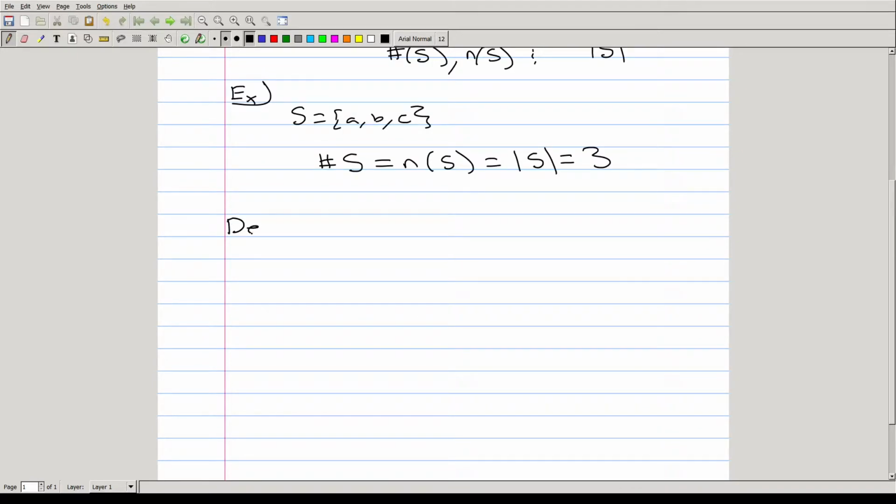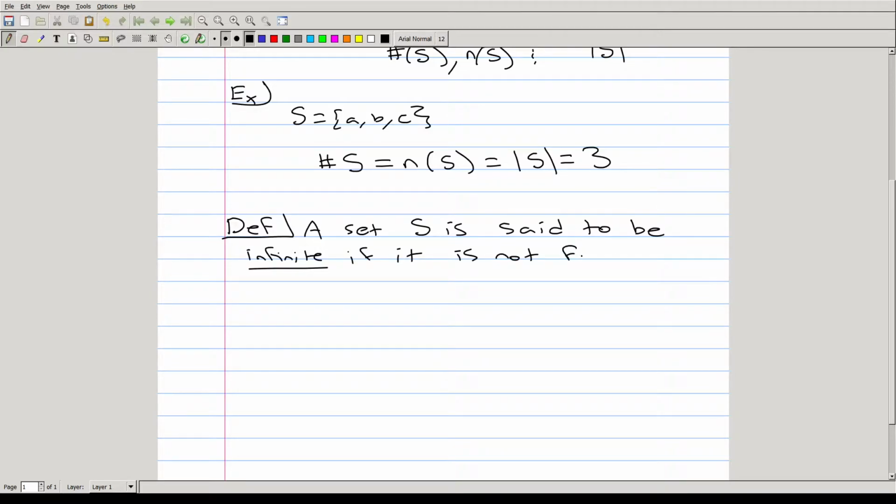And we have another definition. A set S is defined to be an infinite set if it is not finite.